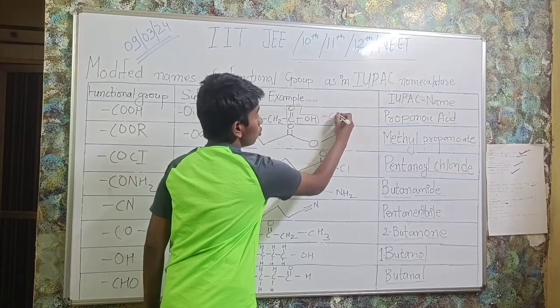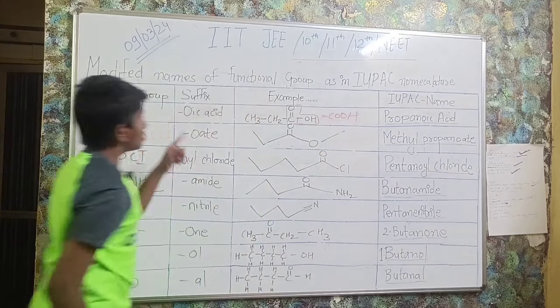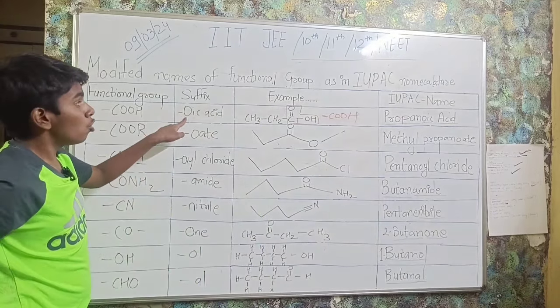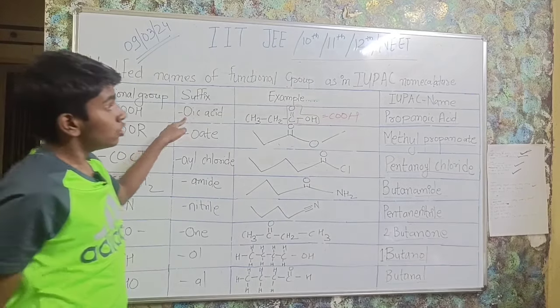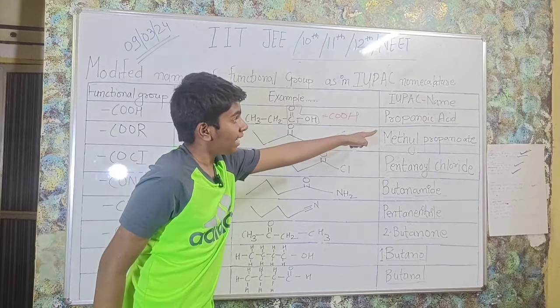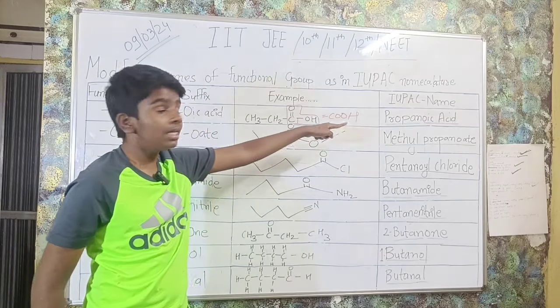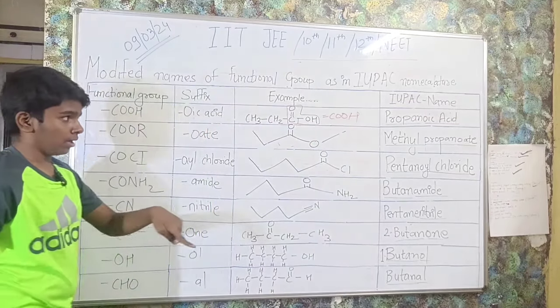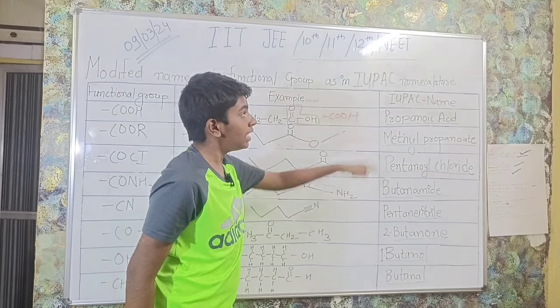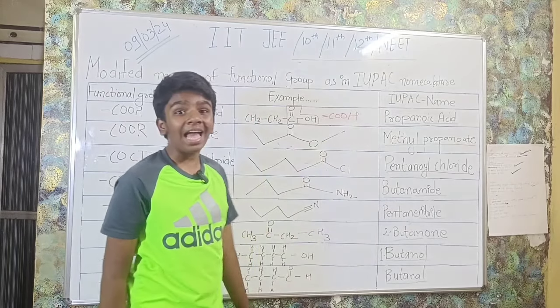So the suffix for COOH is oic acid, isn't it? So propanoic acid is given there. We have the green part highlighted, which is the root word, and we have to drop the E and add oic acid.